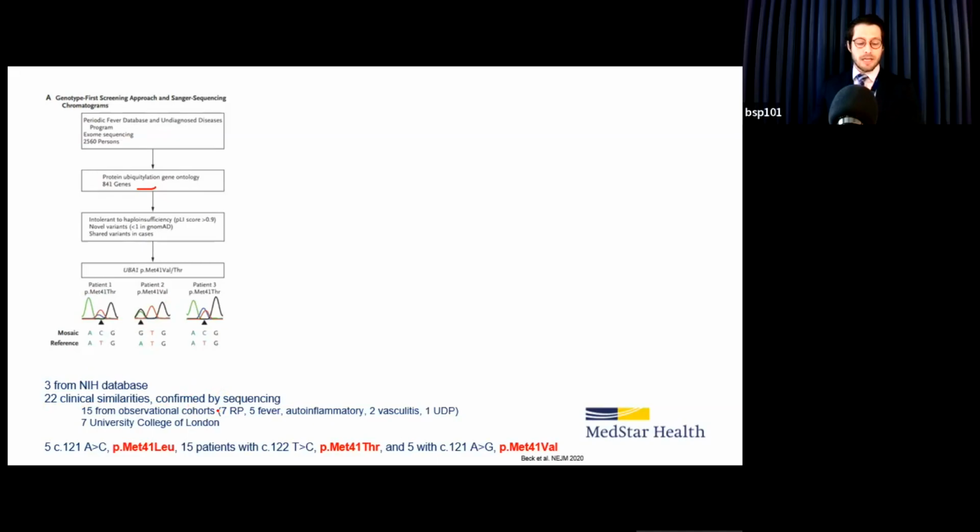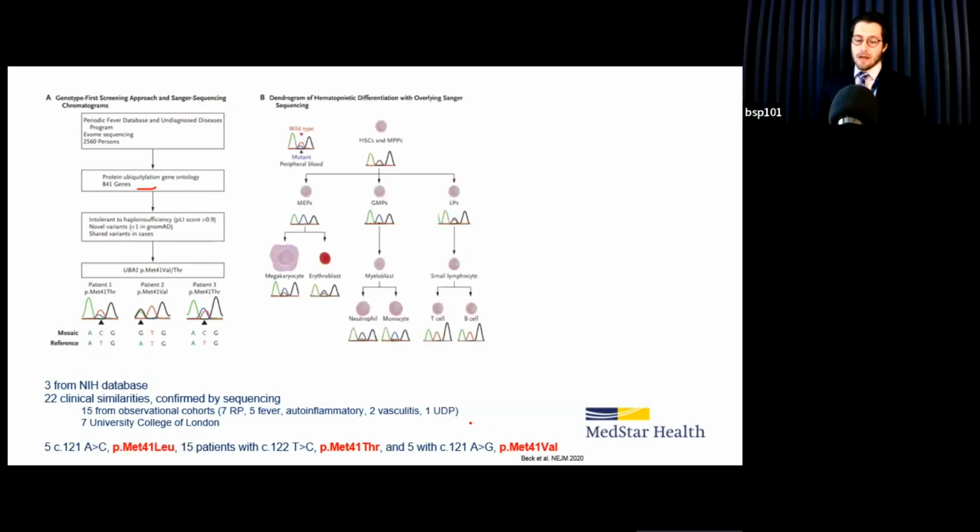As I said, these patients came from cohorts of relapsing polychondritis, patients just with fever, non-specific inflammatory symptoms, patients with vasculitis, and 1 patient from the undiagnosed disease program. And then 7 other patients came from University College London. So what they found is that all these 25 patients had a mutation in codon 41 of the UBA1 gene that produced a change in 3 amino acids.